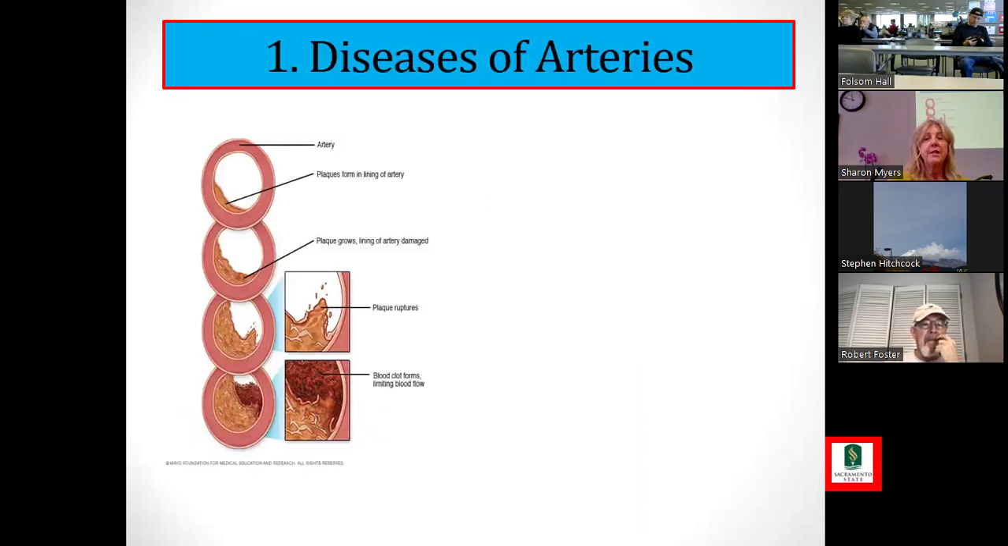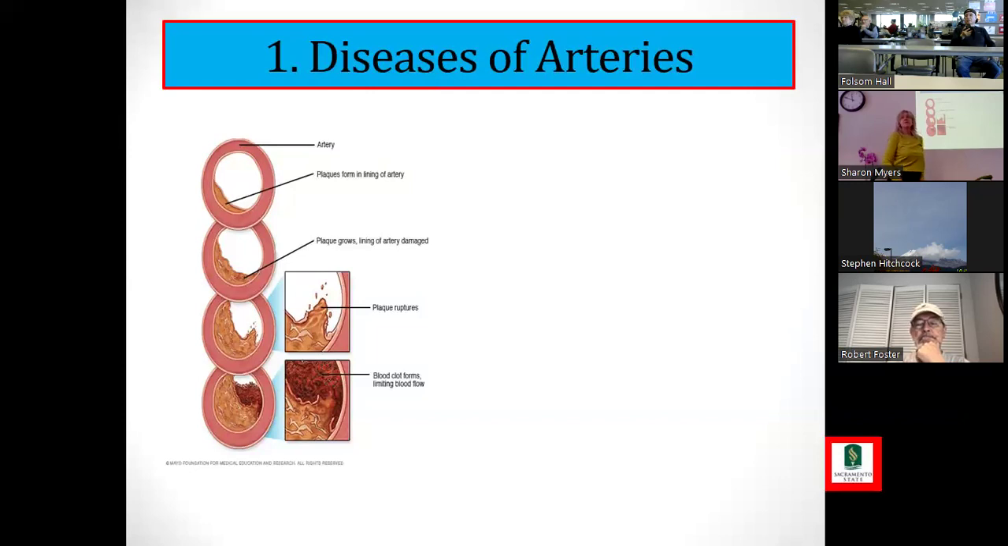So the first thing I'm going to talk about is disease of the arteries. The arteries are kind of like your plumbing in your house. They bring the blood to the heart, take the blood away from the heart. And the most common thing that can happen with the arteries is something called atherosclerosis, or the development of plaque on the inside lining of the arteries. And you can see up there, this artery at the top is just starting to get a little bit of plaque in the artery.